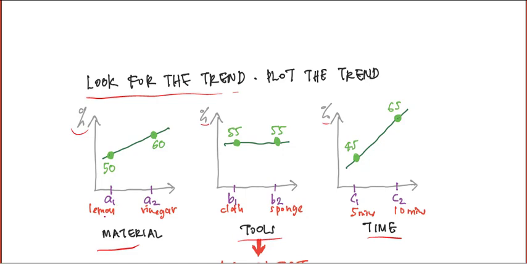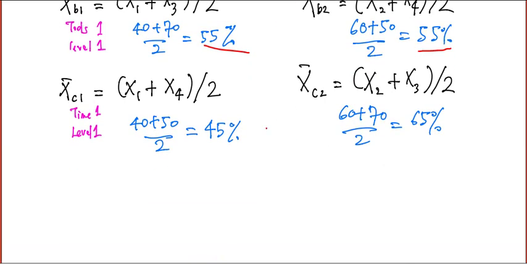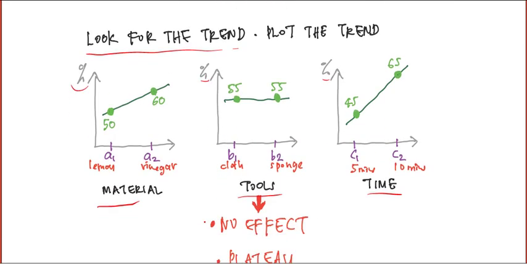It has increased from this material to the other material. So we can see a better result for vinegar compared to the lemon. How about the tools? You can see it is the same. The average value we have for different tools, cloth or a sponge, is the same. So we can say the type of tools has no effect. After that, we will also discuss how you can decide about the type of tools, cloth or a sponge, even if it is a plateau or a line not increasing or decreasing.